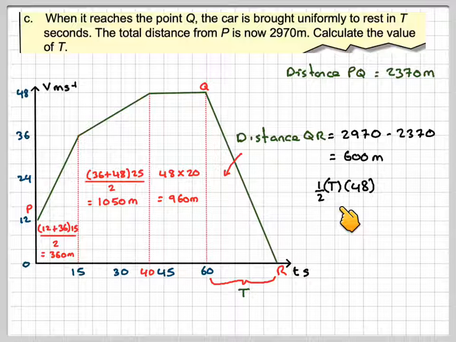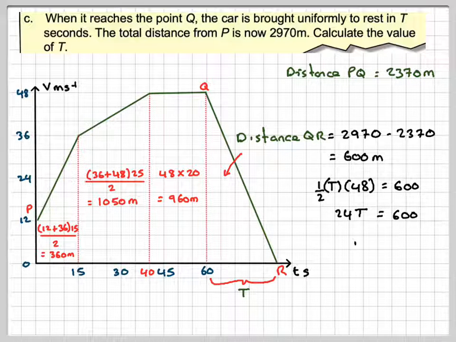So half times base, which is T, times the height, which is 48, must be equal to 600. 24T must be equal to 600. T will be equal to 25 seconds. Okay, so the time it will take to come to rest will be 25 seconds.